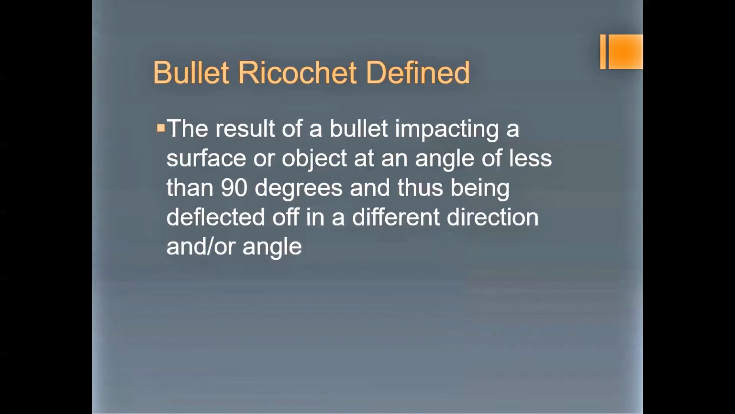So, what is a bullet ricochet? The result of a bullet impacting a surface or an object at an angle of less than 90 degrees and thus being deflected off in a different direction and or angle.